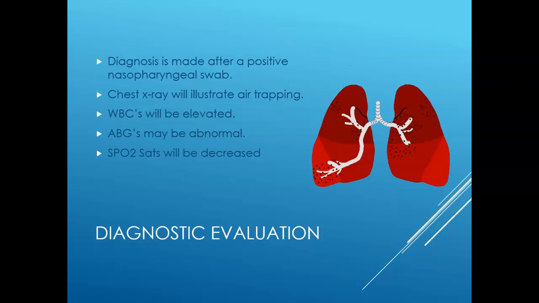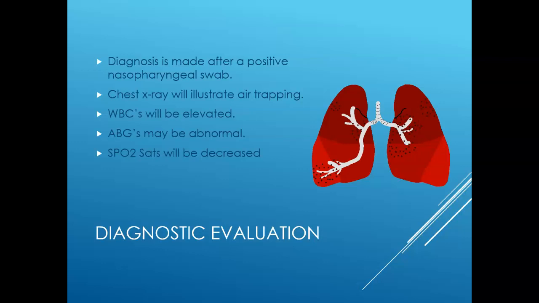The diagnosis is made after a positive nasopharyngeal swab. You know how we do those nasal swabs for COVID, and sometimes they'll do pharyngeal swabs. Well, they will also do that. It's not the first time that we've done testing for certain viruses. They do that to test for RSV as well. Chest x-rays will illustrate air trapping. WBCs will be elevated. Their ABGs, arterial blood gases, may be abnormal, and their SpO2, or oxygen saturation, obviously will be decreased if they're not having proper gas exchange.